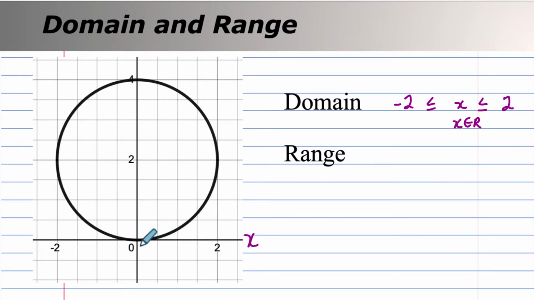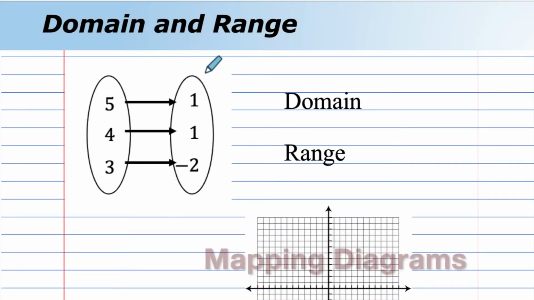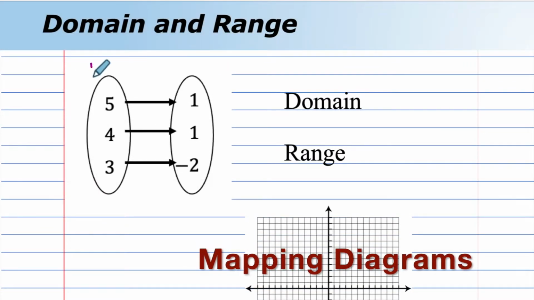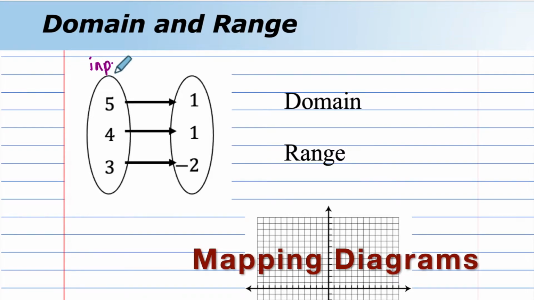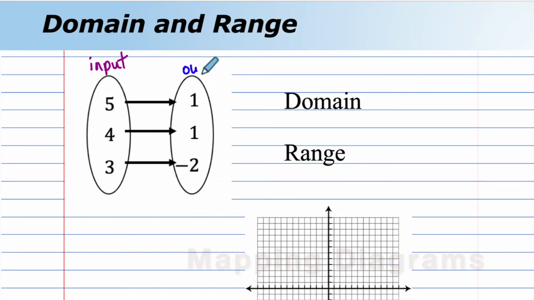The range goes from 0 all the way up to 4. We write 0 is less than or equal to y, which is less than or equal to 4, and y is an element of the reals. Mapping diagram, we know we have input and output, the x values versus the y values.